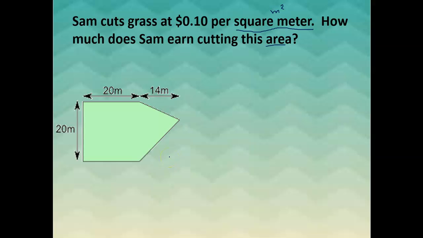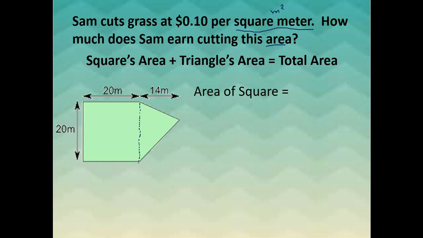Again, we've got an odd shape here, so we've got to think about what we know and what we need to find out. So I know that there's not a formula that I can use to figure out this odd shaped area here. But when I look at it, I see that I could break this apart into a square and a triangle. And I know how to find the area of a square, and I know how to find the area of a triangle. So if I can find the area of those two individual parts, when I add them together, I'll have my total area.